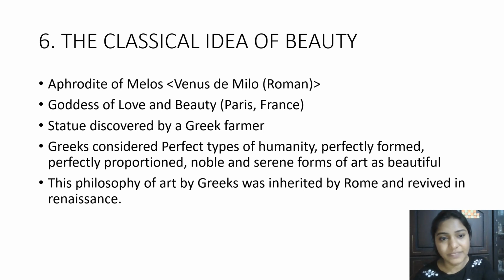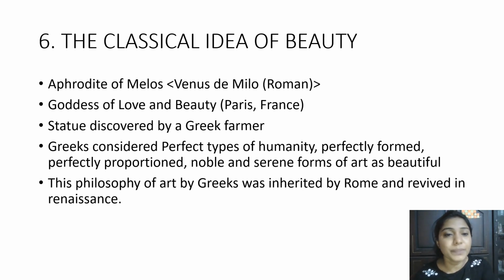Now another example he gives is of another sculpture called Aphrodite of Milos. In Roman language, it is called Venus de Milo. So in Greek, we call it Aphrodite of Milos. Now, Milos is an island in Greece. And in Roman language, we call it Venus de Milo. Venus de Milo, or Aphrodite of Milos, is a goddess of love and beauty. Even in Paris in France, Venus is considered the goddess of love and beauty.